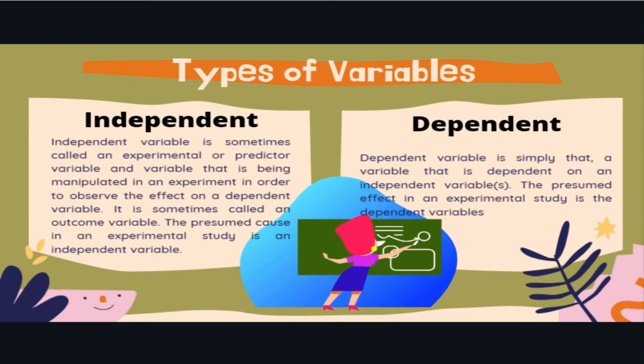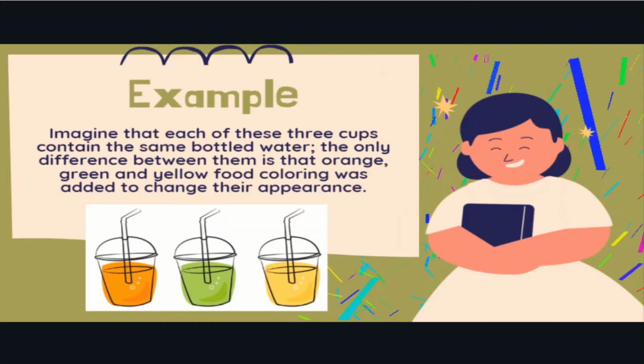Since the dependent variable is the variable that is being measured in an experiment, it is a measure of a certain aspect of a participant's behavior. For example, if the researcher is looking at how a remedial class affects performance, the dependent variable would be the participant's test scores. The dependent variable depends on the independent variable.